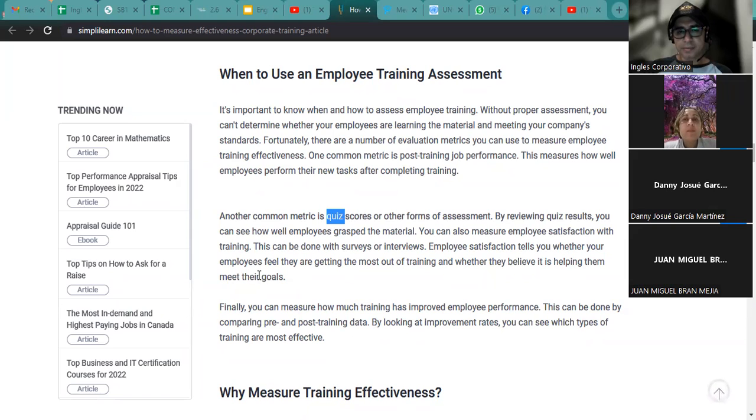Sorry, teacher, I have a question. Go ahead. The other word, whether, I'm not clear at all what are the two options in the paragraph or in the phrase. You can determine whether your employees are learning the material and meeting your company's standard. Those are the two phrases. That is correct. Okay, that is it. Thank you.